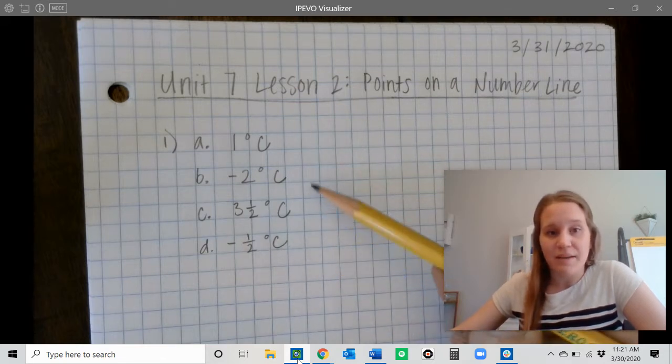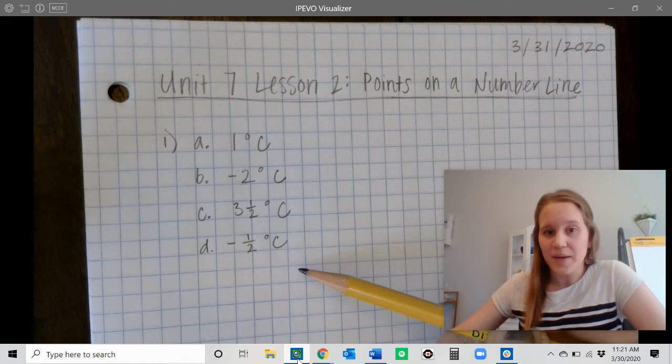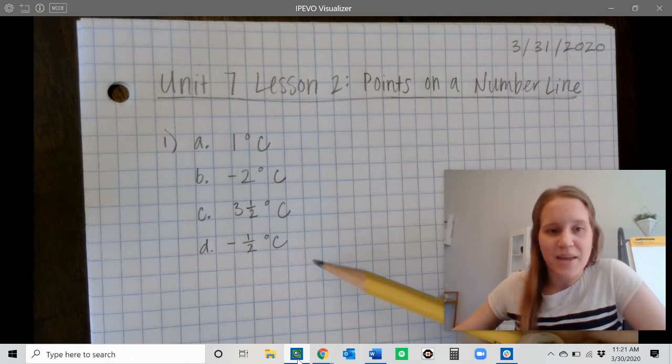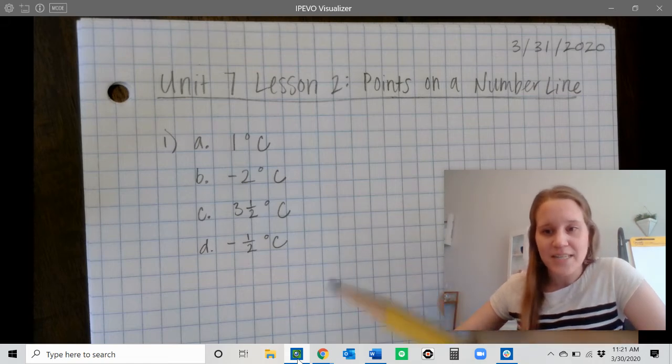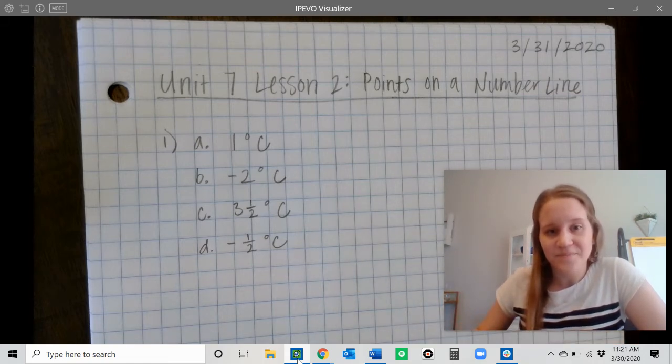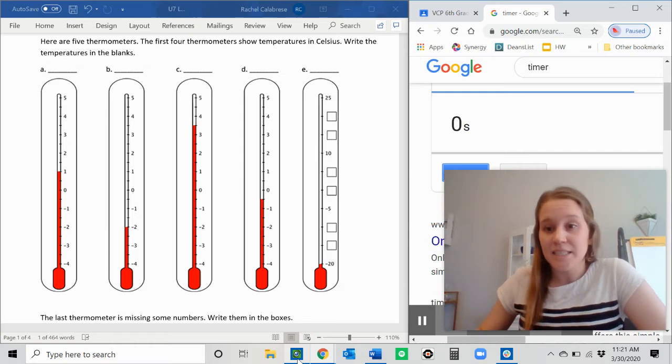Go ahead and make sure you have these 4 correct answers on your paper. And if you're not sure where one of these came from and my explanation wasn't clear, make sure you leave a comment and I'll be able to get back to you. Awesome. Let's talk about E.